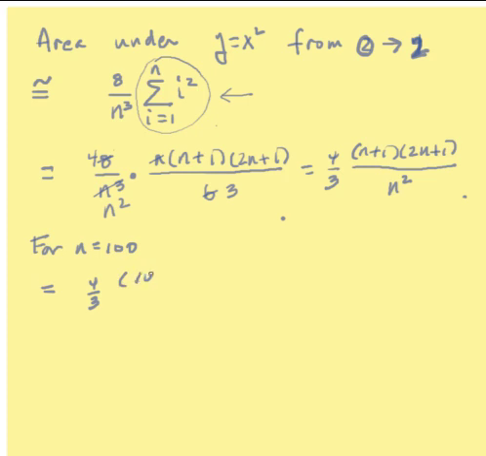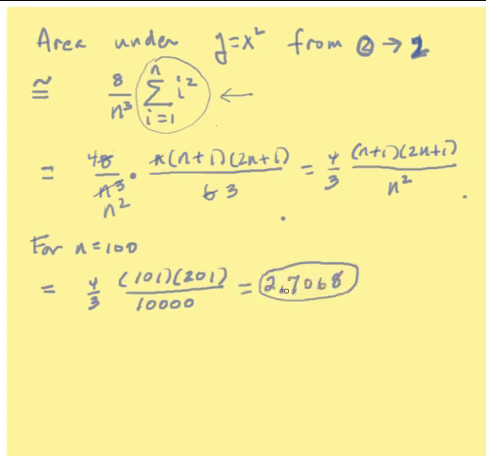100 plus 1, that's 101. 2 times 100 plus 1, that's 201. Over 100 times 100, over 10,000. Okay, so if we do the calculation, just figure this out, this is what we get, 2.7068. So this is the approximate area. Since we used a lot of rectangles, 100 rectangles, it's a pretty good approximation.